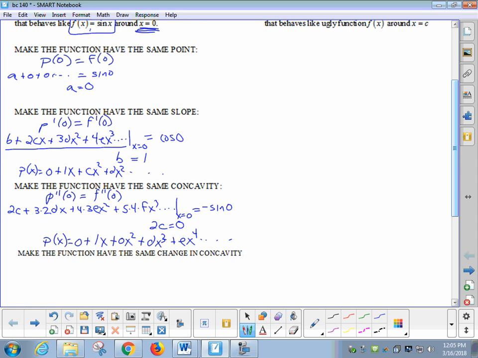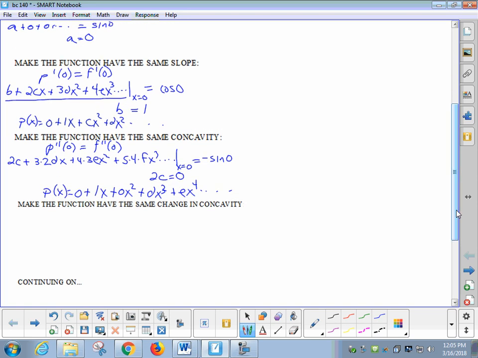One more. Now, let's have them have the same third derivative, which is to say the same change in concavity. The concavity is changing at the same rate. That would imply that the third derivative of p at 0, we want this to specifically be at 0, because that's our focus, equals f triple prime at 0. Okay, what is p triple prime? Here's p double prime, looking back at our work. What's p triple prime?